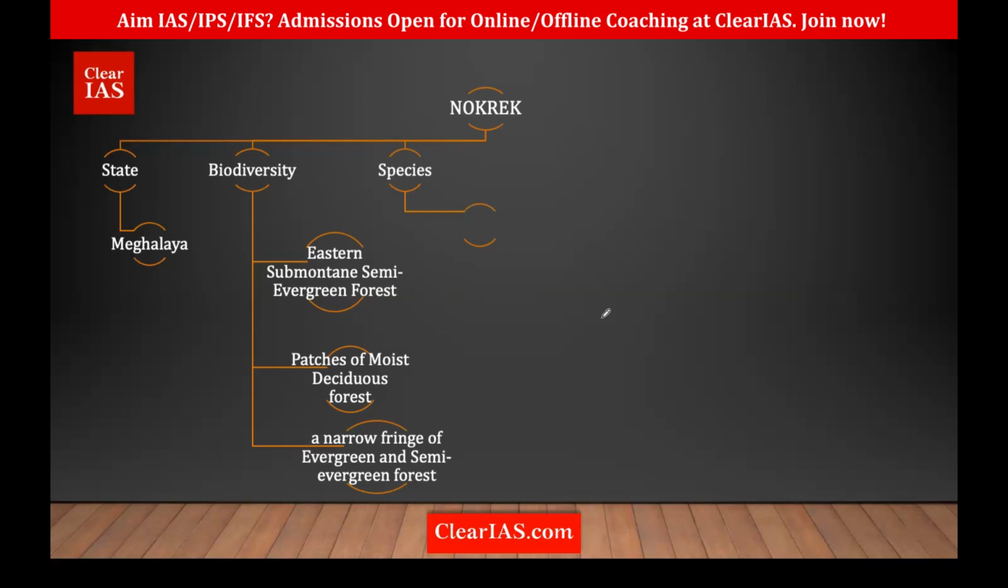Okay, so what species is predominantly found here? Nokrek is known for elephants. So the Meghalaya region is known for elephants. Not just Nokrek, there is another national park in Meghalaya called Balpakram. There also we can find Asian elephants. So it is part of elephant conservation sites or elephant reserves, Nokrek and Balpakram. Apart from that, we have the Hoolock gibbon. It's an ape species, the Hoolock gibbon, that is also found in Nokrek.